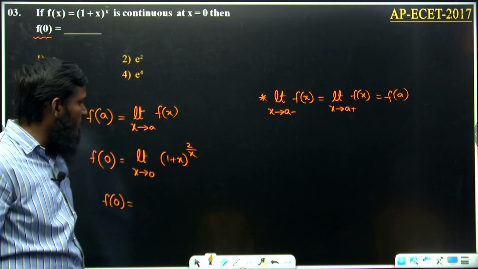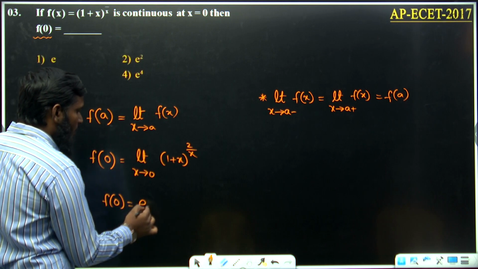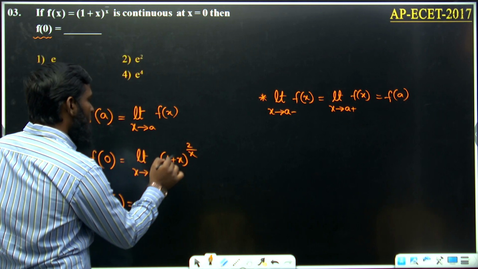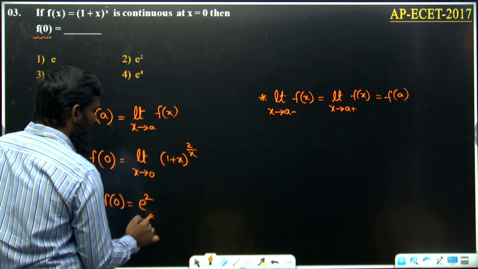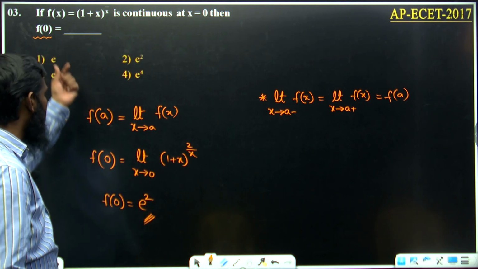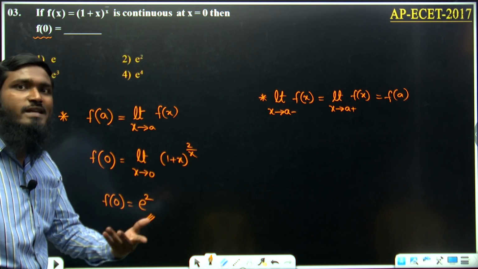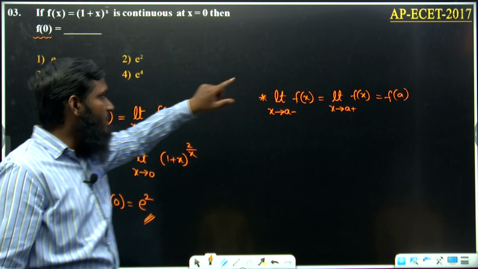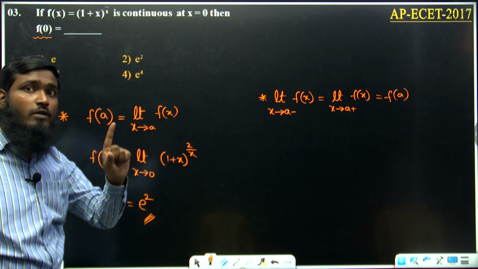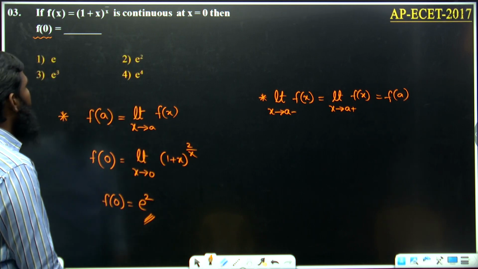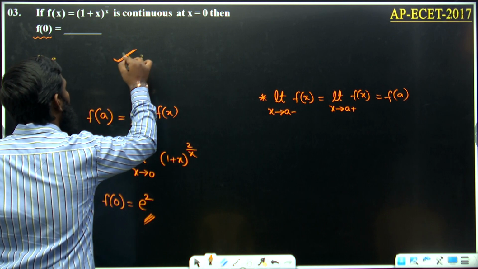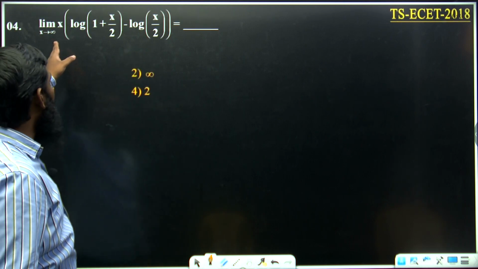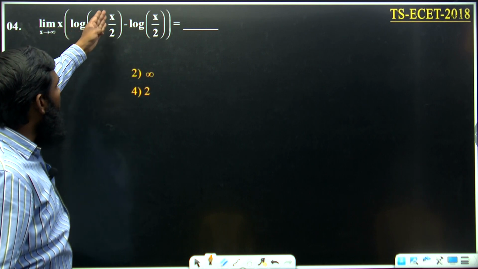Yes or no? Simple formula we have. So let us write it as e power ab, where a value is 1 and b value is 2. So 1 into 2 means 2. What is the final answer we are getting? The f of 0 value is equal to e power 2, or e square. So for continuity we have to remember this one condition, and the second is this formula if you want to find the f of a value. Now, e square means let us go with the second option over here. Second option is correct.